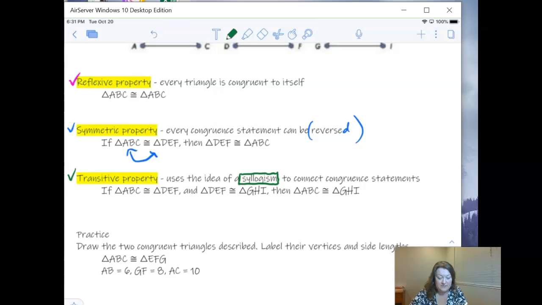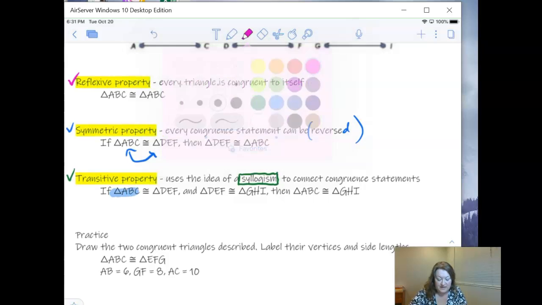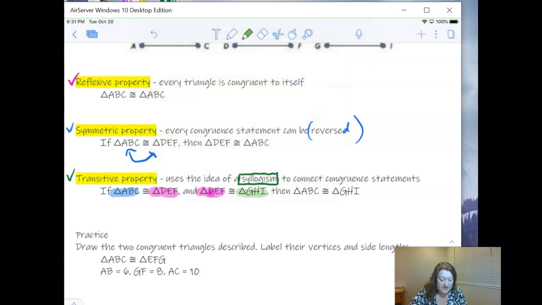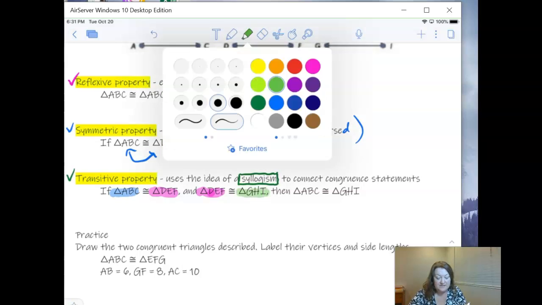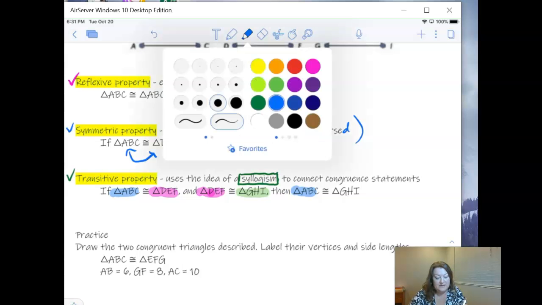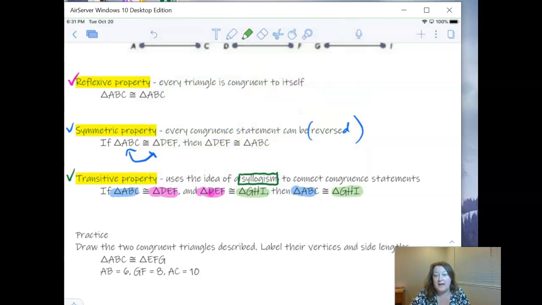So look at what they're doing. I'm going to highlight it in a few different colors. We start out with triangle ABC is congruent to triangle DEF. And then they say, and triangle DEF is congruent to triangle GHI. So that means that I don't need the pink triangle anymore, and I could just go straight from blue, triangle ABC, to green, triangle GHI. Okay, and then the last one, let's do a little bit of practice.